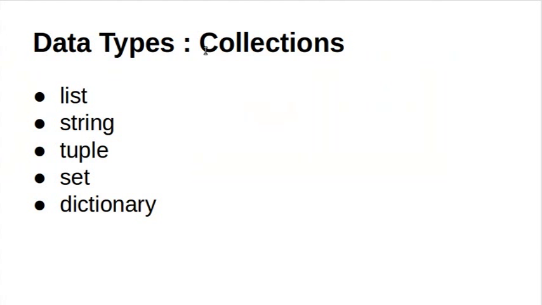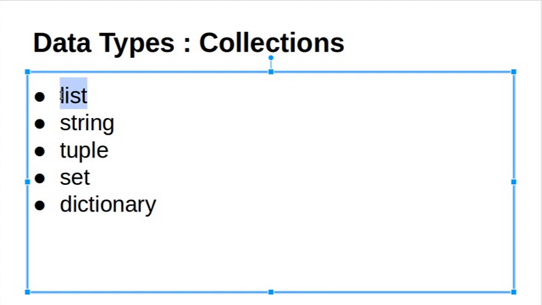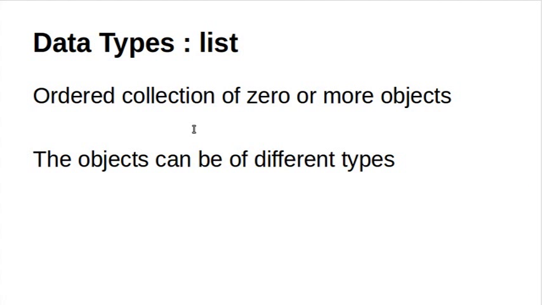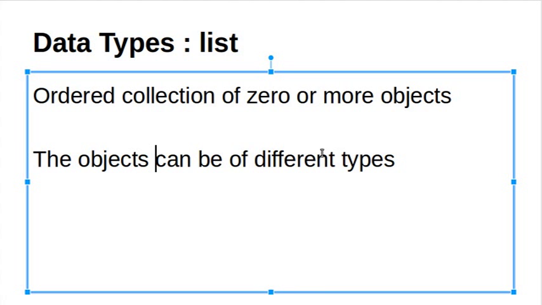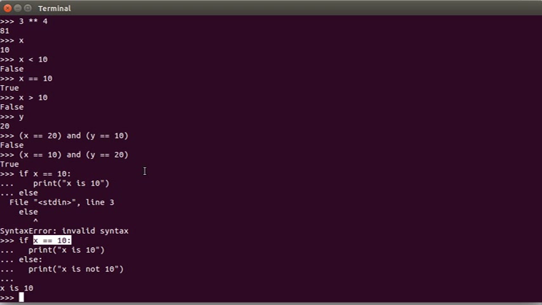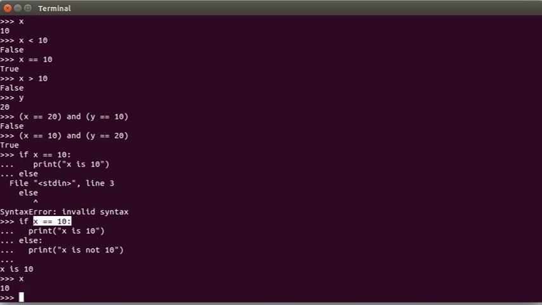Let's see the collection data types, which are collections of things. So let's understand the list first. List is an ordered collection of 0 or more objects. The objects in theory can be of different types, but more often than not they are the same type. So let me show it on the screen. Let's say we have to create a list of marks of students, so I can have such syntax.